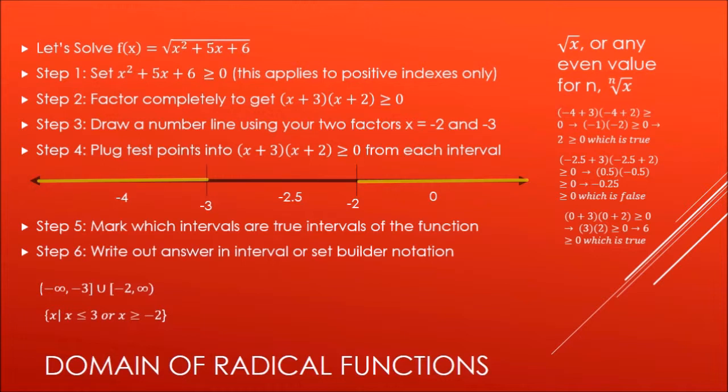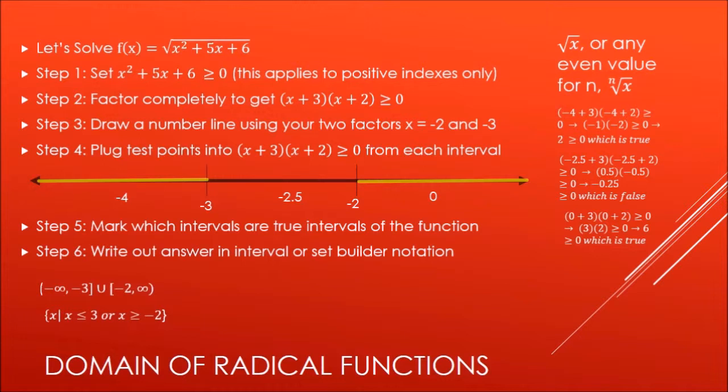So we're skipping over that interval that's in black from -3 to -2 because it doesn't apply to our problem. And then we pick up again at -2, which is included, and we go to infinity.